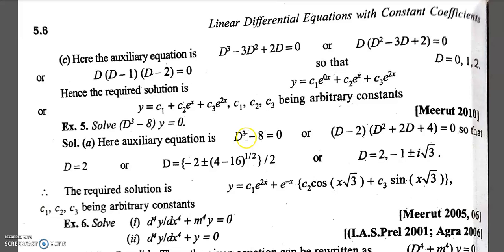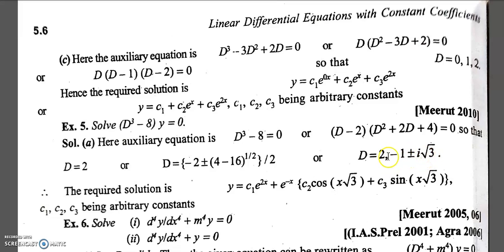So the auxiliary equation is D^3 - 8 = 0. So you can write D^3 - 2^3, right? So this is x^3 - a^3. You know that x^3 - a^3 = (x - a)(x^2 + ax + a^2). Okay, so you get D = 2, and from the quadratic you can directly use x = (-b ± √(b^2 - 4ac))/2a. By this way you get -1 ± i√3.